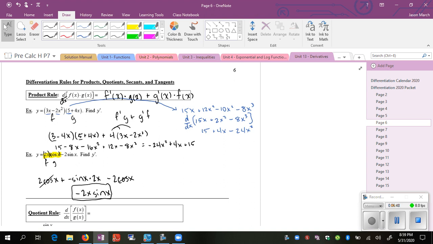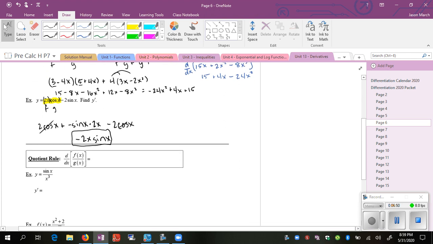So let's move on to the quotient rule. This one is a little bit trickier because it involves subtraction and division, which are two operations that are not commutative. So this one is f prime of x, g of x, starting out very similar to the product rule, but now it's minus g prime of x, f of x, all over g of x squared.